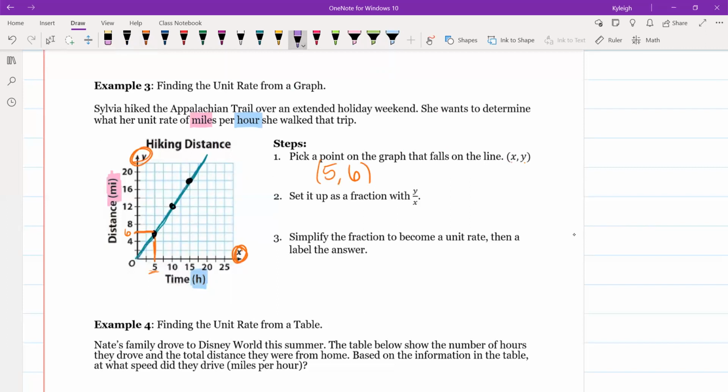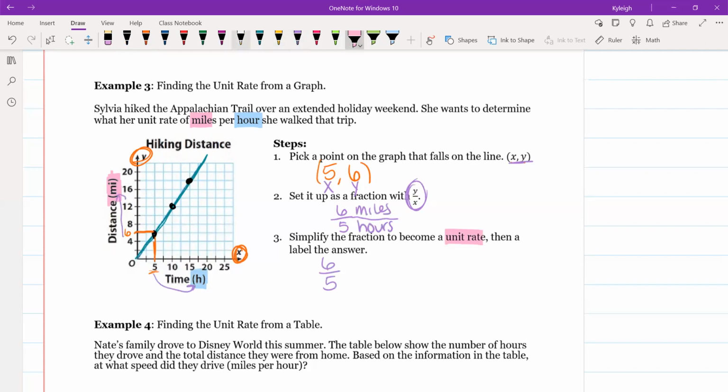Now we want to set up our x comma y as y over x. So remember, this was y, this was x. So now we want to write it as 6 over 5 as a fraction. So there's our ratio. Now we want to simplify our 6 over 5, and I'm going to label that 6 miles and 5 hours. I got that because this is time and this is distance.